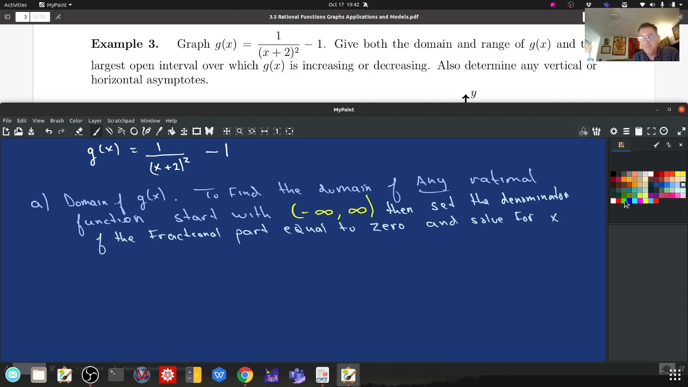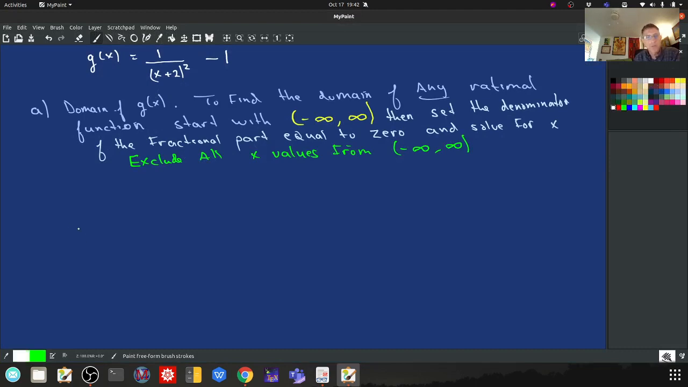And then what do we do? Exclude all x values from our start assumption of minus infinity to infinity. So let's actually do that. So we're going to set just the denominator. So we don't have to worry about the minus 1. The minus 1 is just a vertical shift down by 1 unit. So we're going to set x plus 2 squared is equal to 0.